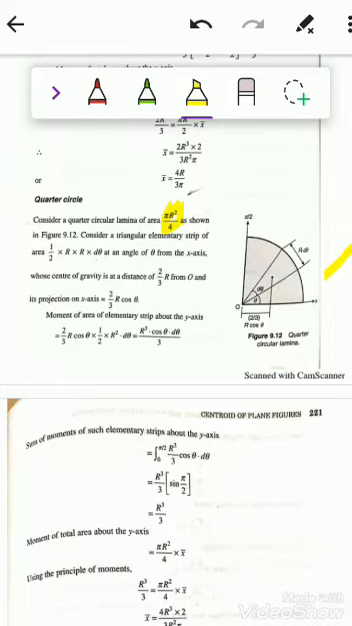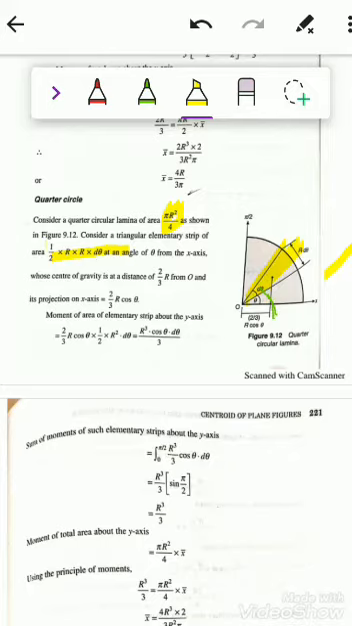Again you have to consider the elementary strip here. This elementary strip makes an angle theta with respect to the x-axis. The elementary strip area is half into r into r d theta, and it is situated at a centroidal distance of 2/3 of r cos theta. So this is what I have to consider here.